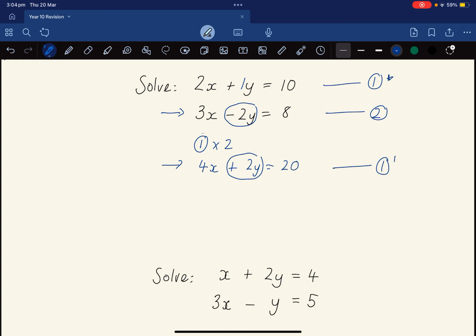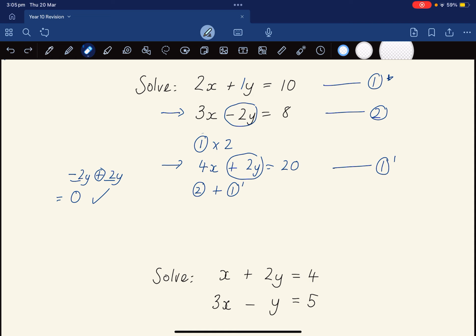What happens if I add the equations? I'm just going to do a little scribble off to the side. If I add the equations, I'm going to have negative 2y plus positive 2y. Negative 2 plus 2 is 0. Success. We can eliminate it. So we're going to choose to add the equations. I'm going to say equation 2 plus equation 1 dash. They're the two you're working with. So equation 2 plus 1, just focus on where the arrows are.